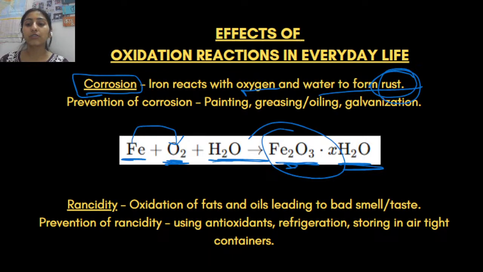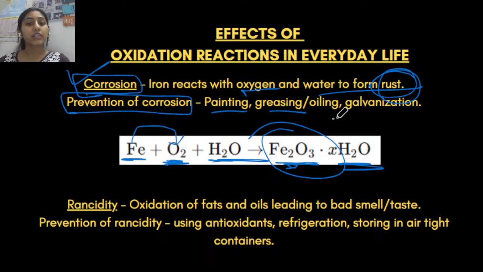आप लोगों ने देखा होगा that जब बहुत टाइम तक कोई आयरन रखा रहता है and we do not paint it, तो उस पे कुछ rust लग जाता है, that is usually brown in color. That particular process is regarded as corrosion, and there are a few prevention measures for corrosion: we can paint it, we can grease, oil, or galvanize that particular iron. So this is the most common example or effect of oxidation reaction in our everyday life.